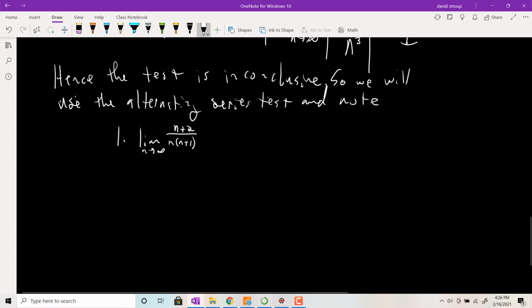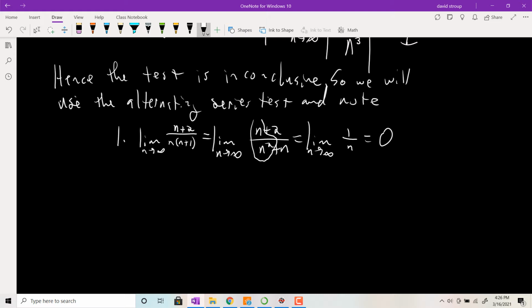So if you were to distribute the bottom n, you're going to end up with n plus 2 all over n squared plus n. And then we could do that trick, and you just end up with the limit as n goes to infinity of 1 over n. And then that'll equal 0. Okay, so the first criteria is met.